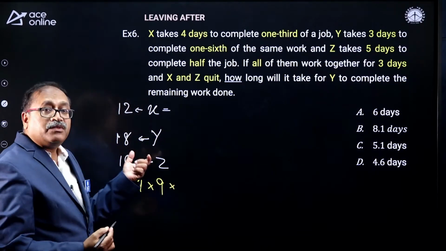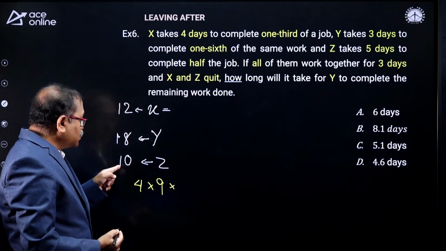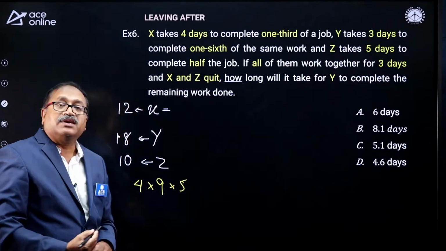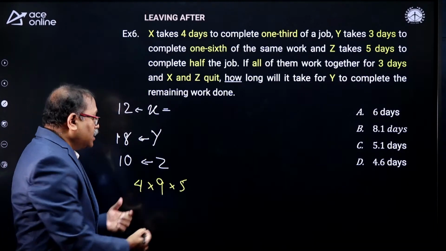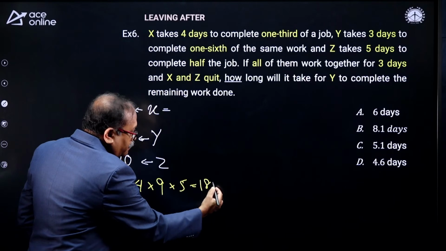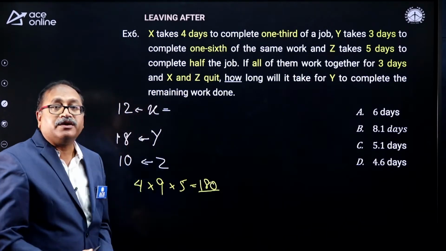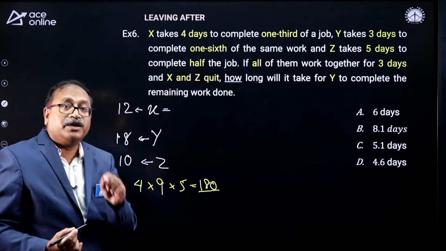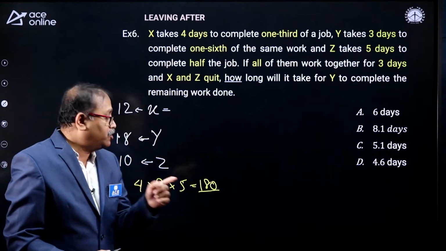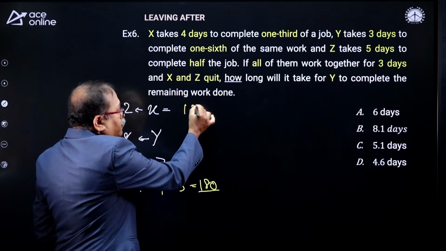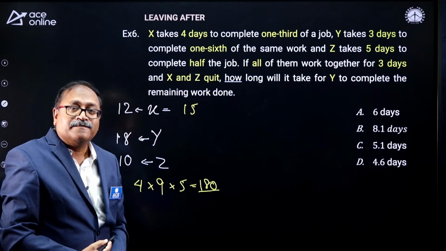And the next prime number is 5, the highest power is 1, so take 5 over here. The product of these will give us the LCM. This LCM is 5 times 4 is 20, times 9, which is 180. So the total work is 180 units, which X completes in 12 days. That means per day how many units? 180 divided by 12, he completes 15 units.